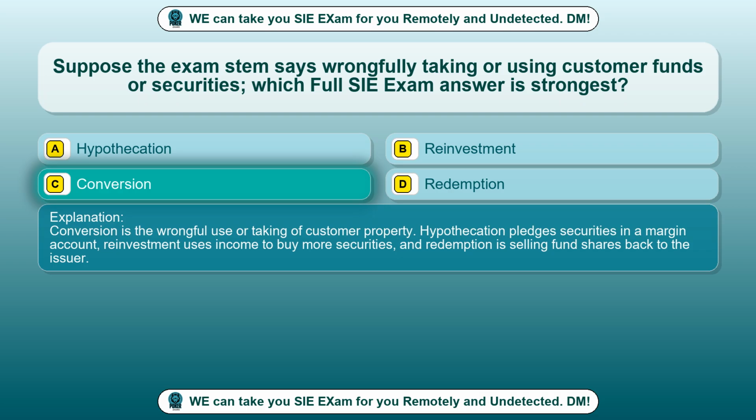Conversion is the wrongful use or taking of customer property. Hypothecation pledges securities in a margin account, reinvestment uses income to buy more securities, and redemption is selling fund shares back to the issuer.